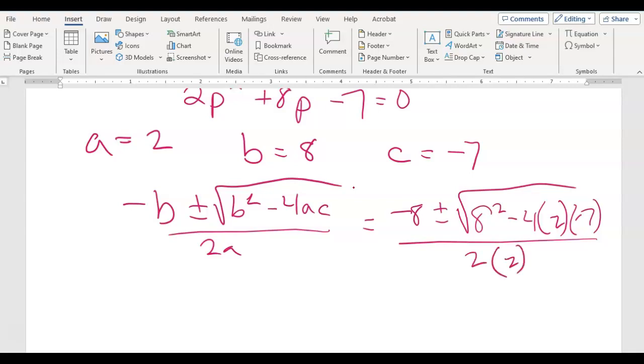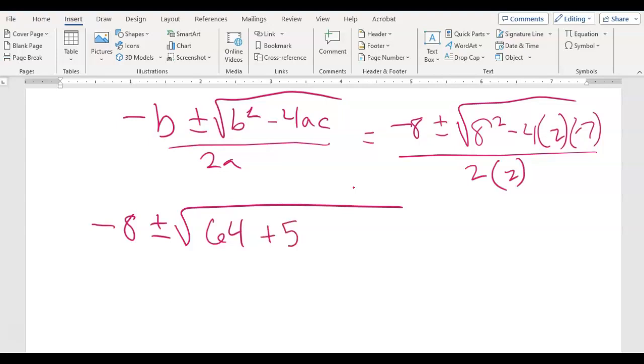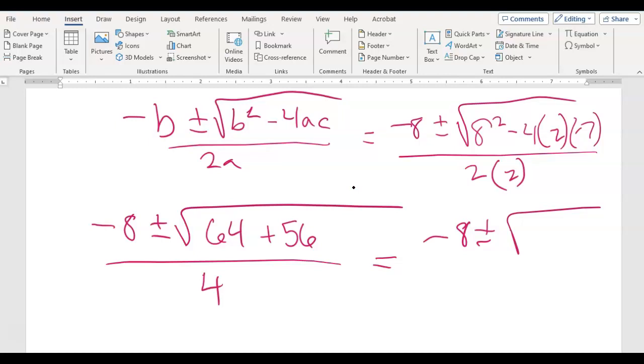Now I'm going to work this out. So negative 8 plus or minus the square root of 8 squared is 64 minus 4 times 2 is negative 8 times negative 7 is positive 56. Let me make sure I multiply correctly this time. Over 4. Now you get negative 8 plus or minus the square root of, that's going to be 10, carry the 1, 120, all over 4.